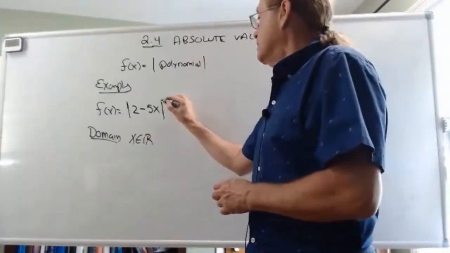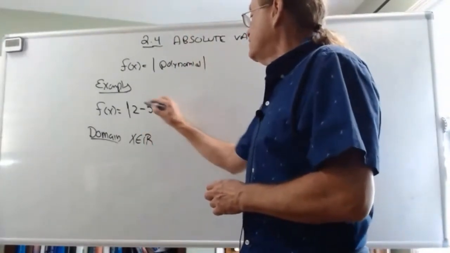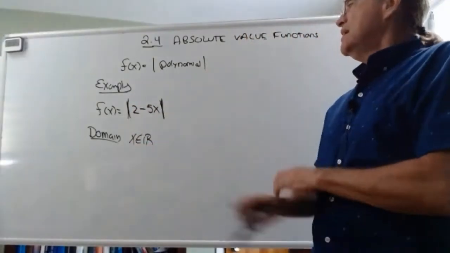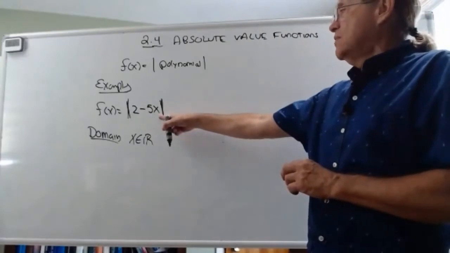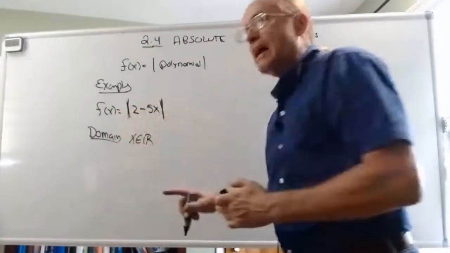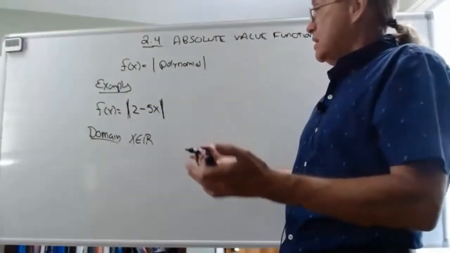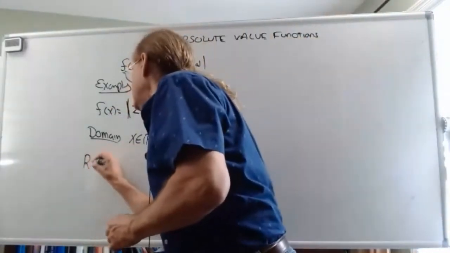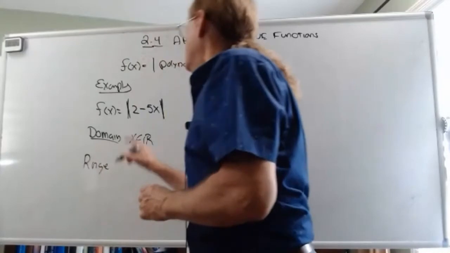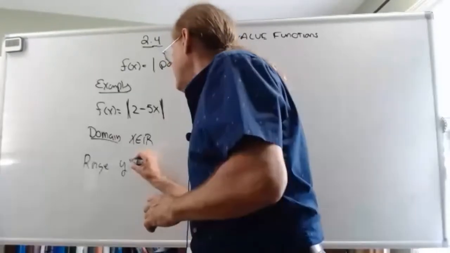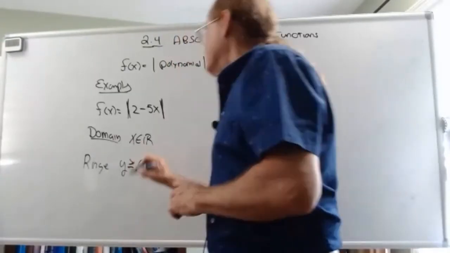There's no way I can put in a number and have this be undefined. I'm looking for, is it ever undefined? No, it's never undefined, so I'm okay. Now, the range is a little more subtle. We know since it's an absolute value, the only thing that can come out of this are positive quantities or 0. So for this one, the range is that y has to be greater than or equal to 0.